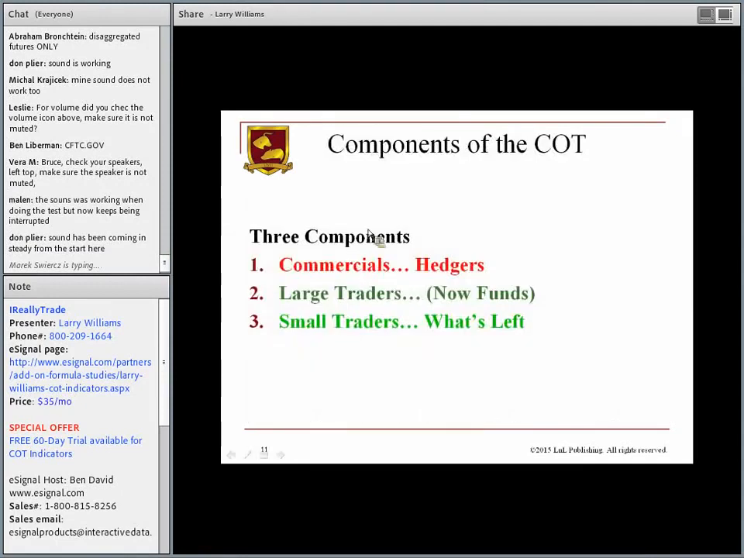So there are three components, the commercials. And everybody talks about the commercials, but what they don't get, and this is a really critical takeaway point here, the commercials are hedgers. And the commercials do not try, listen to this again, they do not try to make money trading. People say, oh, the commercials bought here, sold there. No, they hedged here and they hedged there.